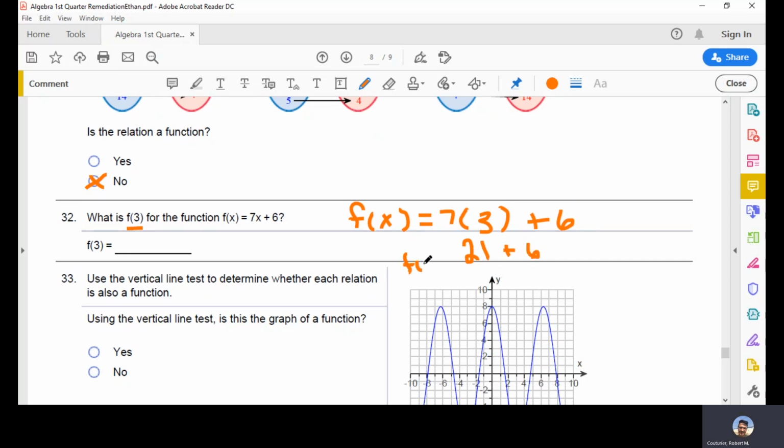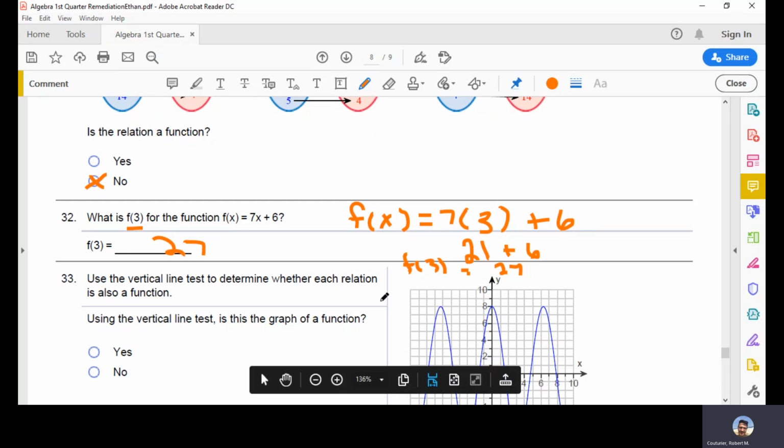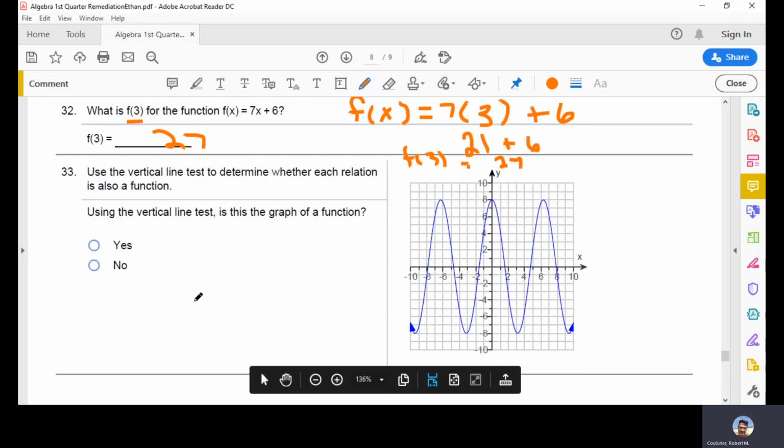So f of 3 is going to equal 27. And of course, you can always test it if you want. Let's look at the next one.